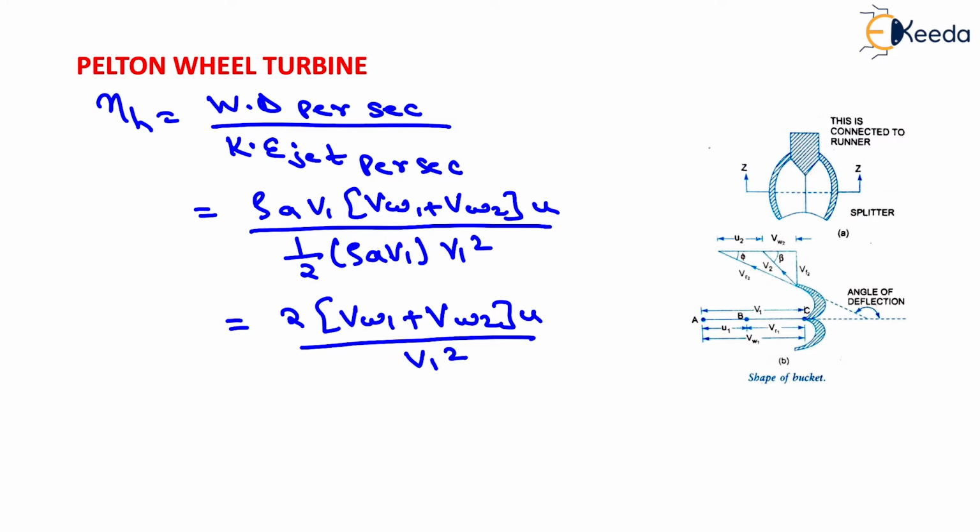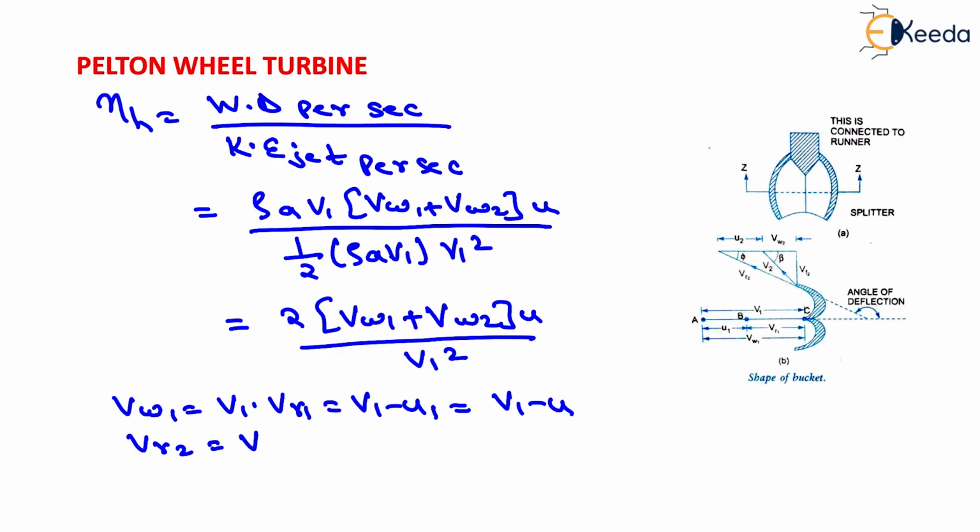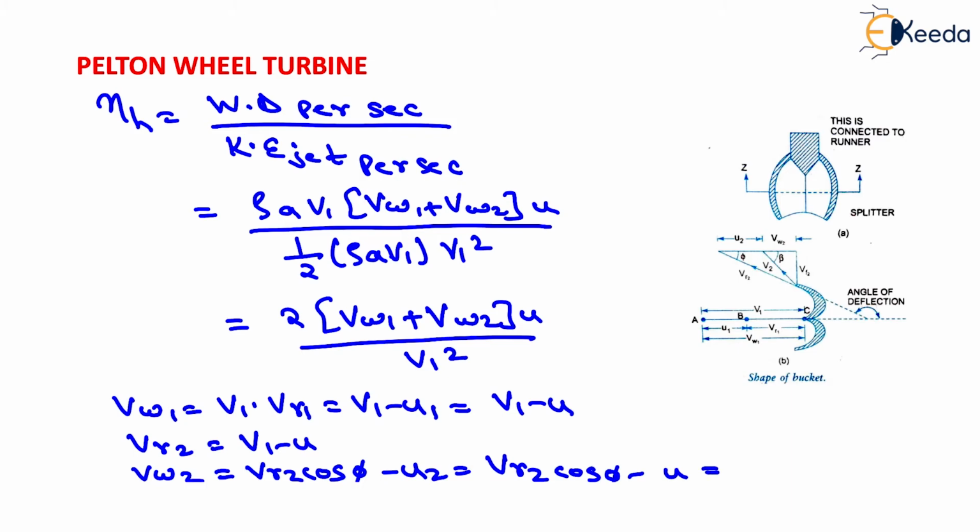Now we know that VW1 will be equal to VR1, which will be equal to V1 minus U1, so we can write it as V1 minus U. Similarly, VR2 will be equal to V1 minus U. VW2 will be equal to VR2 cos phi minus U2, so it will be equal to VR2 cos phi minus U, or we can write it as (V1 minus U) cos phi minus U.